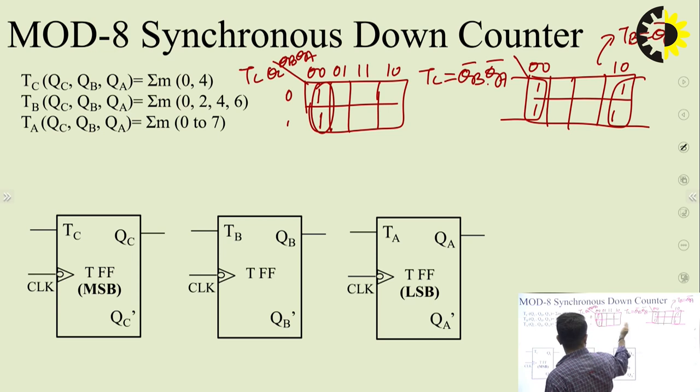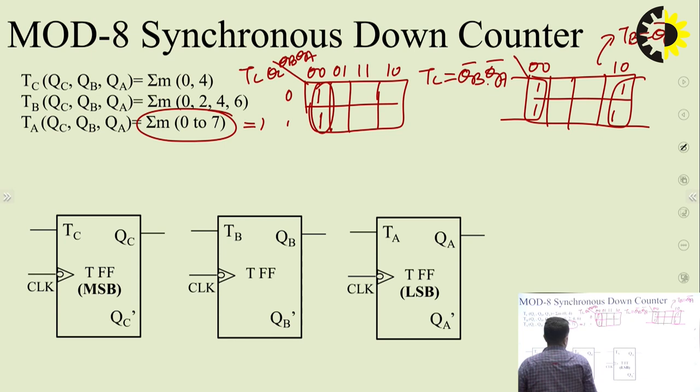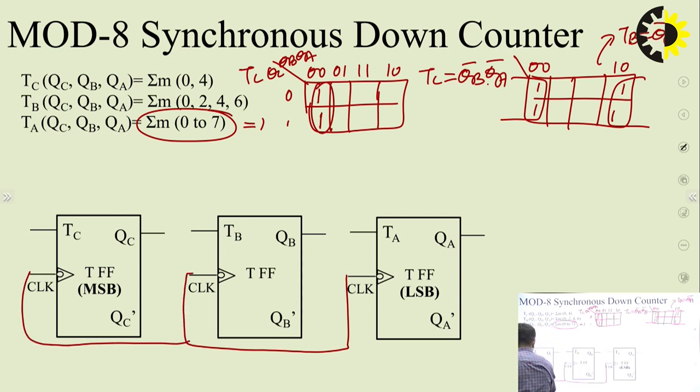So, in this way, we have prepared K-map again and again. All entries of the K-map will be filled with one value. So, that TA is again equal to 1. So, now all expressions are available to me. Now, I can design the circuit. So, clock will be again common to all. So, all clocks will be common and connected to a common point. So, this will be my clock.